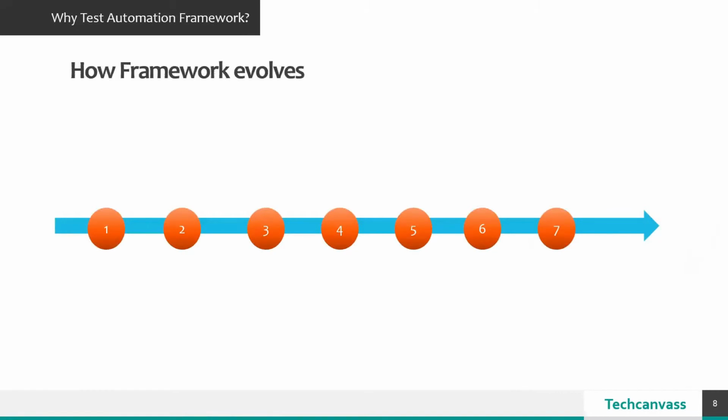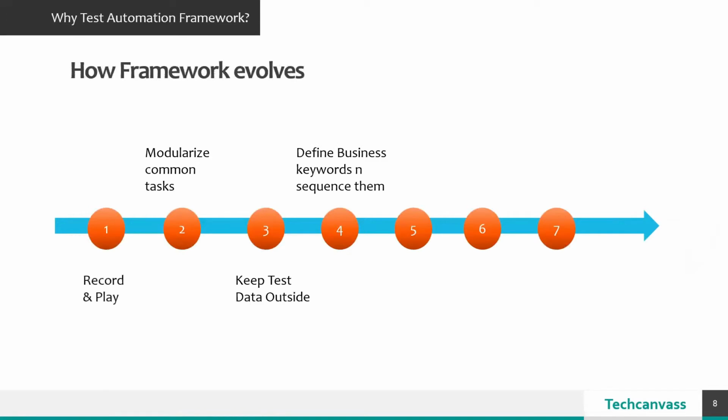So now let's see how the test automation framework evolves. First, the tester may use the record and play functionality of any tool or write basic test automation in any tool, for example, Selenium. Then we can modularize the test cases according to the business use cases. For example, we can make some login functions. Then we can isolate the test data from the test scripts. Then we can define the business keywords for different workflows and put them in an Excel sheet, and in our test automation, we'll read those Excel sheets.